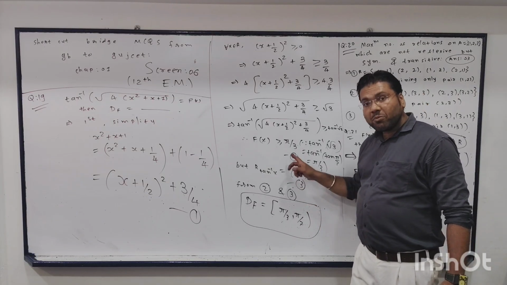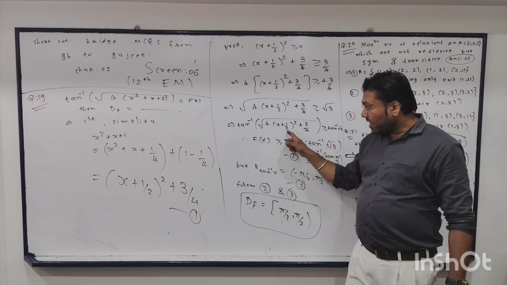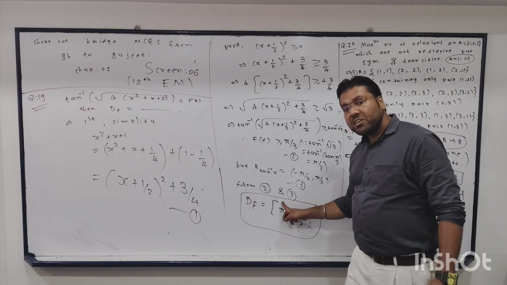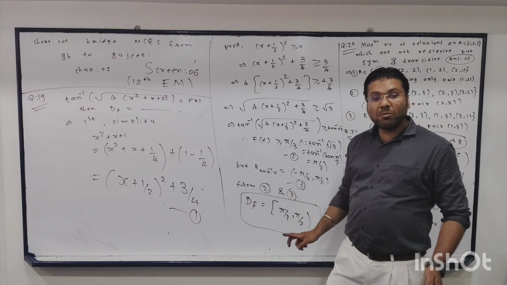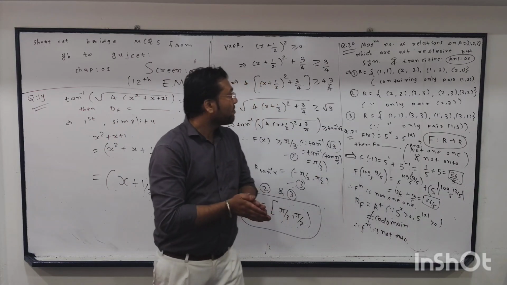So we can say that from 2 and 3, the range of f will be greater or equal to pi by 3, but less than pi by 2. So the closed interval pi by 3 to open interval pi by 2, that will be your final answer, students.